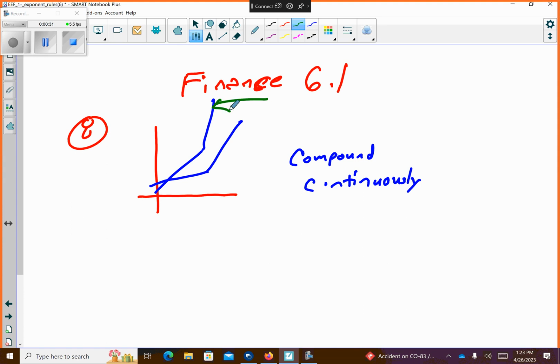It's going to grow faster, though it doesn't always seem it right away. Continuous compounding is your money becomes faster and faster and faster.